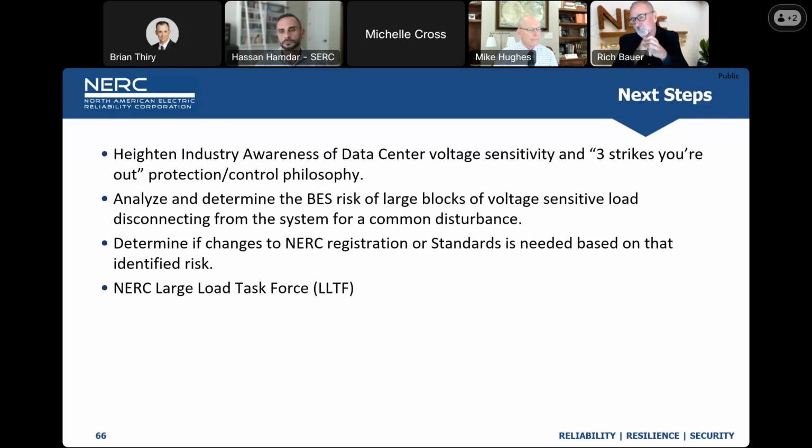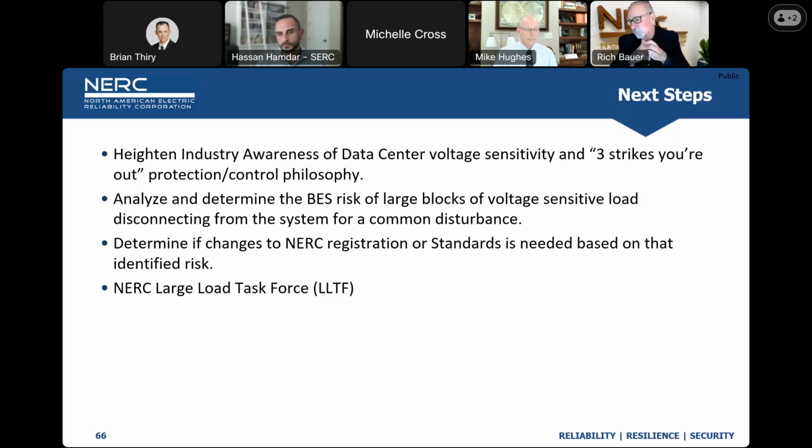And then the last bullet item on there is the one. NERC has created a large load task force. It sits under our Reliability and Security Technical Committee, RSTC. Basically, we've tasked that task force with doing that analysis and making determinations as to whether we need to make changes to standards or not. So that large load task force is the body that has that large challenge in front of them, and they're off and running.